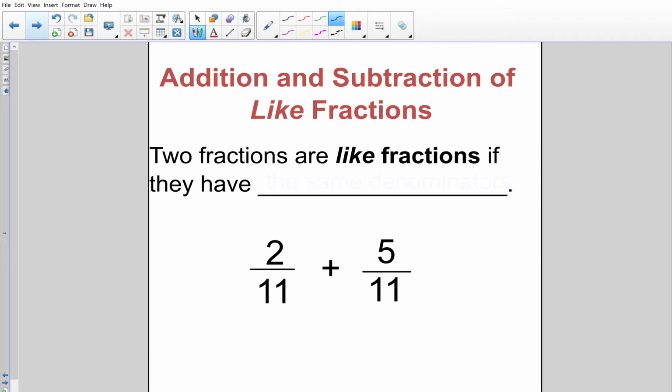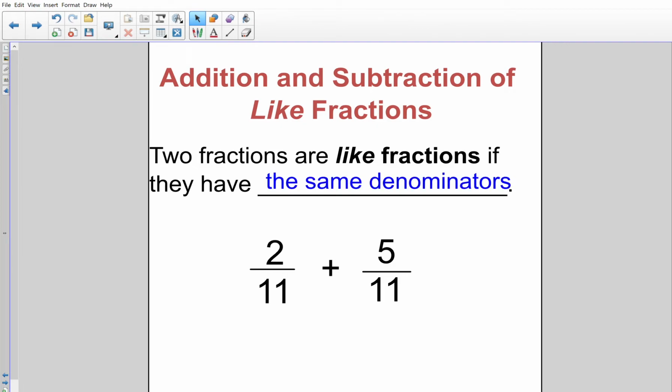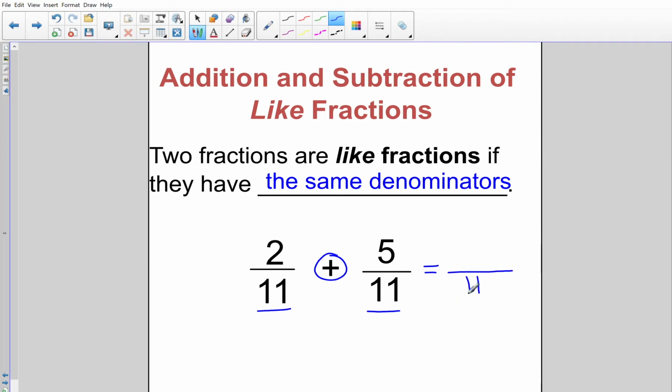Okay, so two fractions are considered like fractions if they have the same denominators. If you look at these two fractions, they have 11s in their denominator. So I have an 11 and an 11. The rule is basically I look at my sign here, and since my denominators match, I keep the denominator. I don't change it to 22, I just leave it as 11. They have to be the same, so I keep it the same.